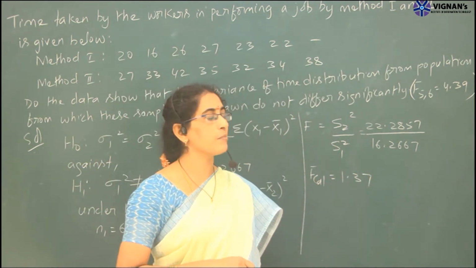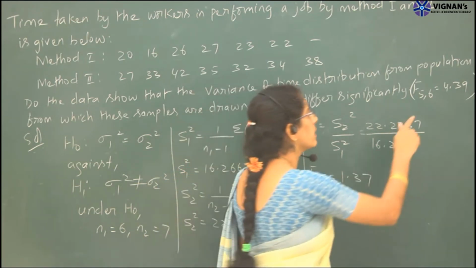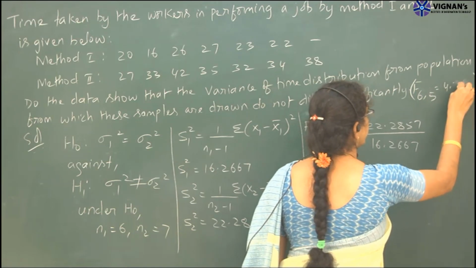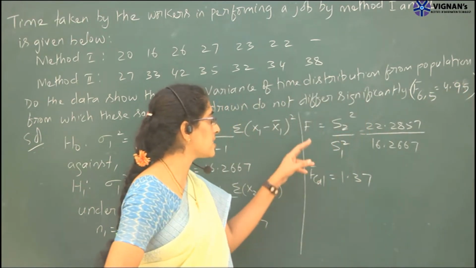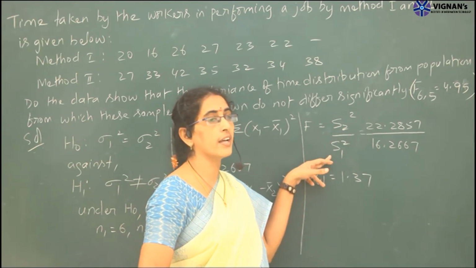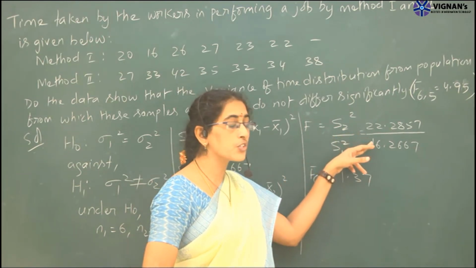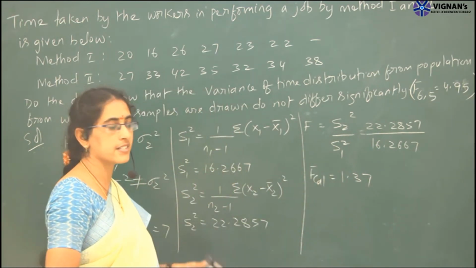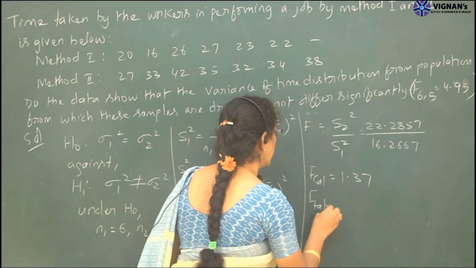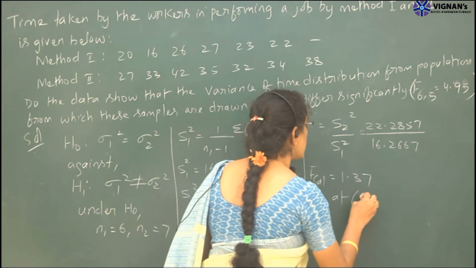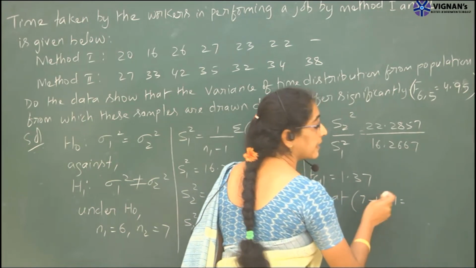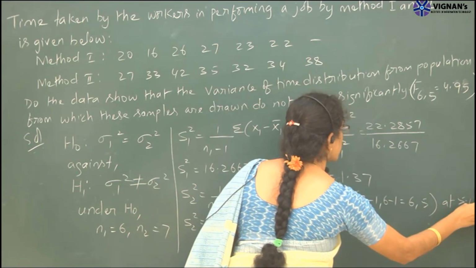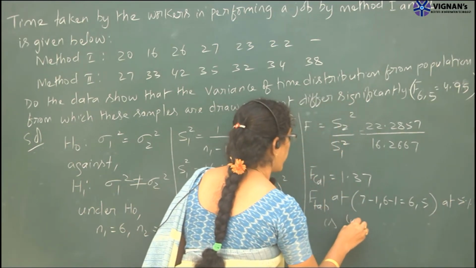We have to obtain the tabulated value at 6, 5. At 6, 5 the tabulated value is 4.95. Because the test statistic F equal to S2 square by S1 square follows the F distribution with n2 minus 1, n1 minus 1 degrees of freedom, where n2 is 7 and n1 is 6. So F tabulated at 7 minus 1, 6 minus 1, that is 6, 5, at 5% level of significance is 4.95.